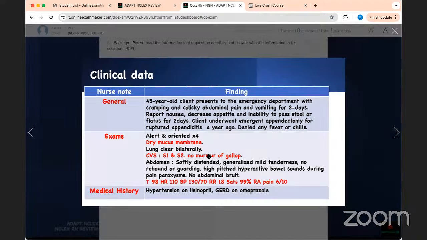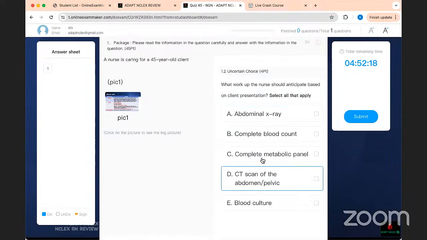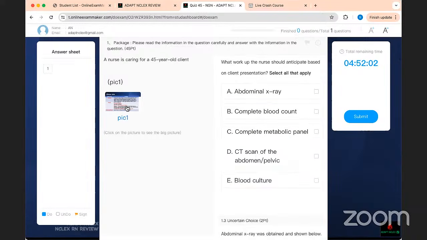Based on this case, how are you going to make a diagnosis? Are you going to work up the patient? What do you need to be able to figure out what needs to be done for this patient? This is the case as you have read it. So which of these do you need? Do you need an X-ray? Do you need the abdominal CT scan, CBC, complete metabolic panel, and blood culture? What do you think? And which of these is related?